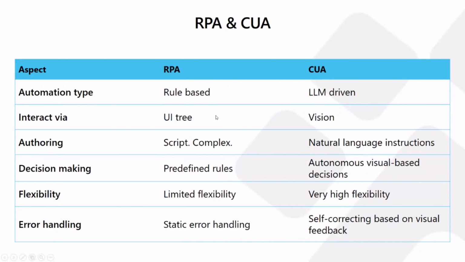Either go with CUA or go with the traditional RPA approach. Then it interacts via the UI tree, and it uses vision. So yeah, you can read it yourself. It's very simple stuff. If you have any questions, let me know. Error handling: we have static error handling here, self-correcting based on visual feedback.